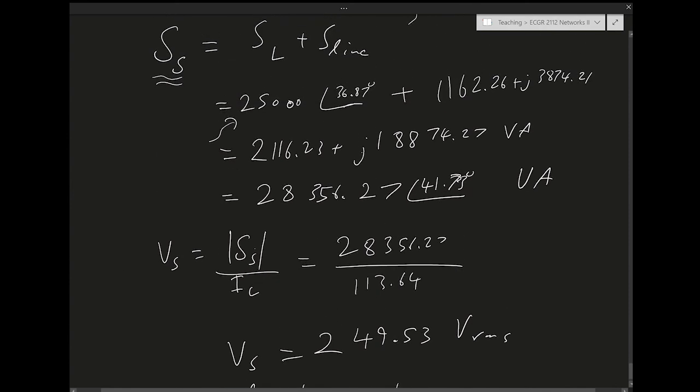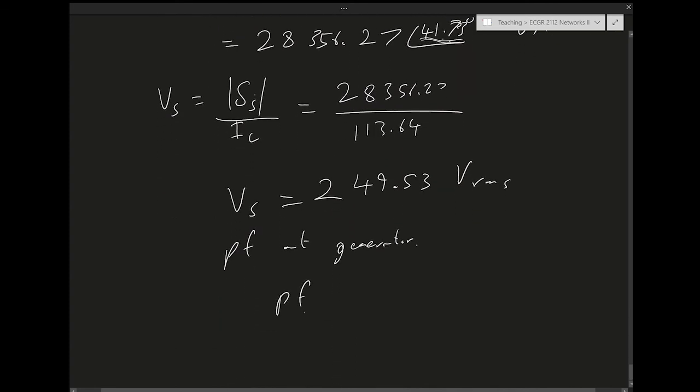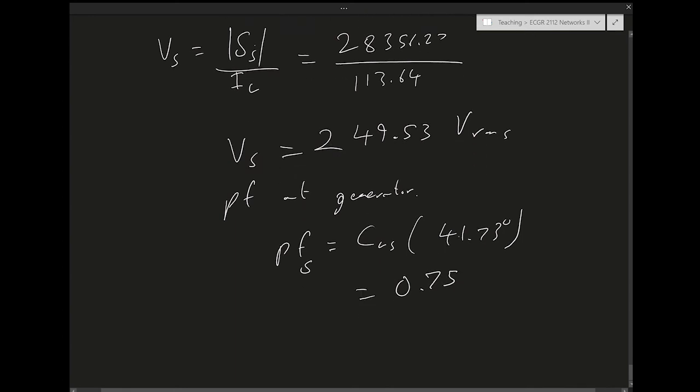What about the power factor at the generator? We said that the complex power angle is the power factor angle. It's the same, from the formula. So the power factor at the generator, let's call it PFS, is just the cosine of the power factor angle, 41.73. This turns out to be 0.75. Because this is a positive angle, the voltage is leading the current by 41.73 degrees, meaning the current is lagging the voltage. So we say this is 0.75 lagging. Remember, when you're specifying power factor, it's not enough to state the number representing the power factor. You have to state whether the power factor is leading or lagging.